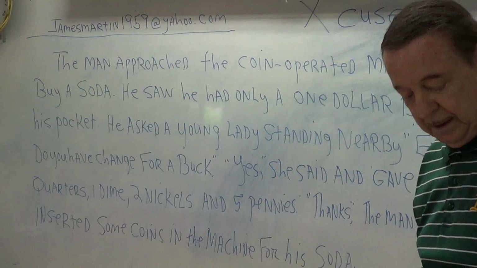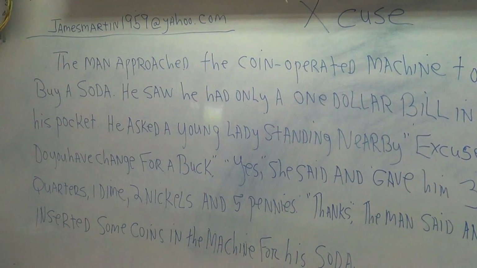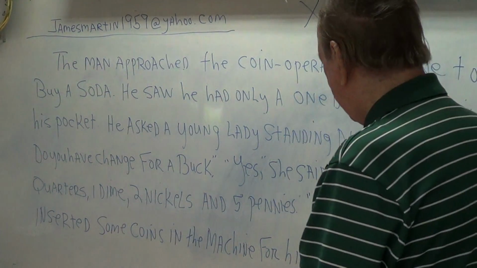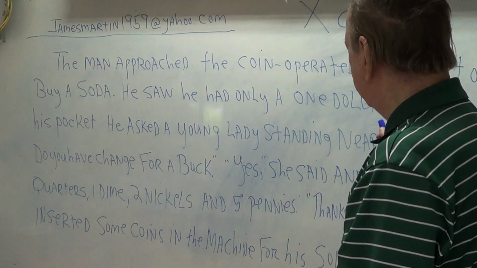Yes, the man approached the coin-operated machine to buy a soda. He saw he had only a $1 bill in his pocket. He asked a young lady standing nearby, "Excuse me, do you have change for a buck?" "Yes," she said, and gave him 3 quarters, 1 dime, 2 nickels, and 5 pennies. "Thanks," the man said, and inserted some coins in the machine for his soda. Right, very good.